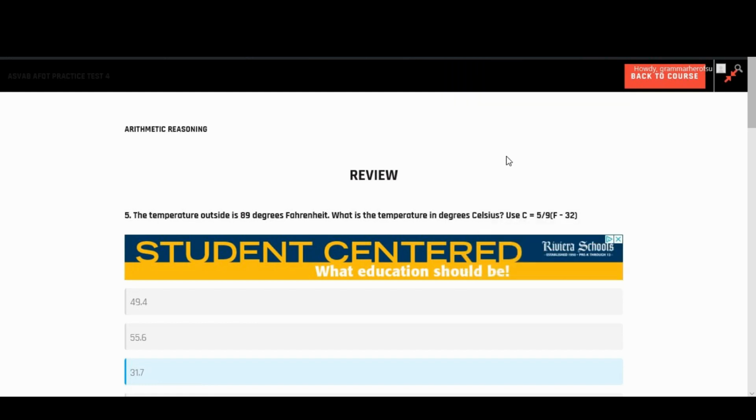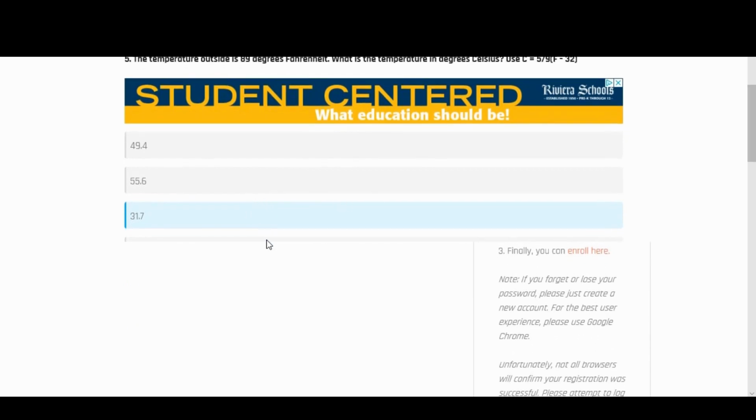All right, number 5 says the temperature outside is 89 degrees Fahrenheit. What is the temperature in degrees Celsius? Use Celsius equals 5/9 times Fahrenheit minus 32. So thankfully they gave us the conversion formula. All we have to do to solve this one is to plug it in accordingly. So let me just copy down the formula. Celsius equals 5/9 times F minus 32. Again, where C refers to Celsius and F refers to Fahrenheit.